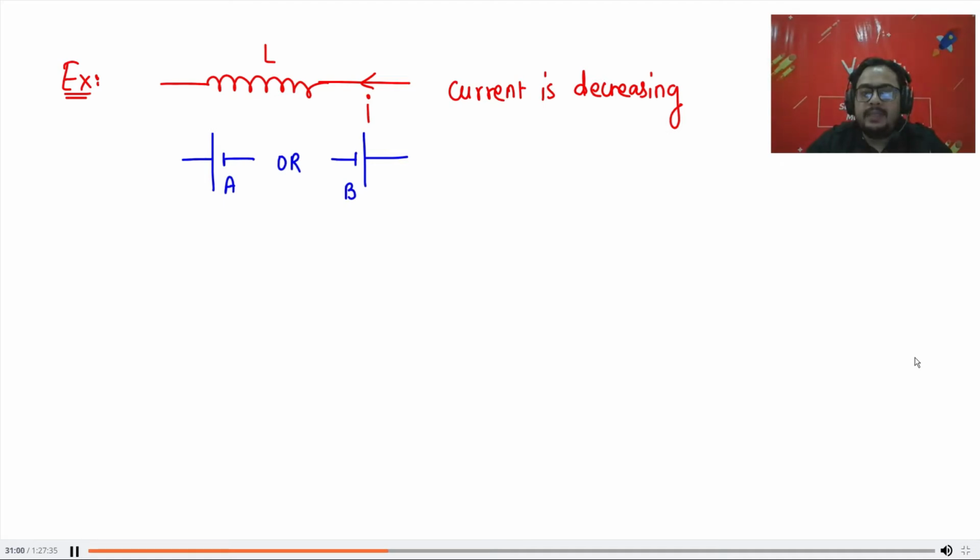A and B, still people are answering A and B. Arey, current is decreasing. Guys, current is decreasing.